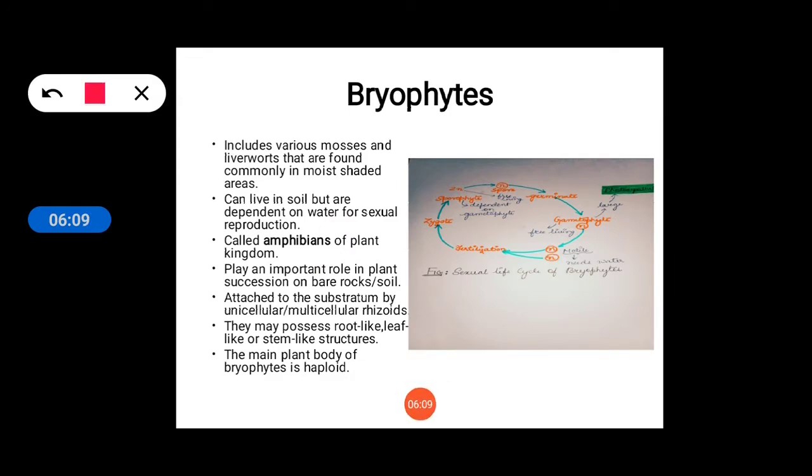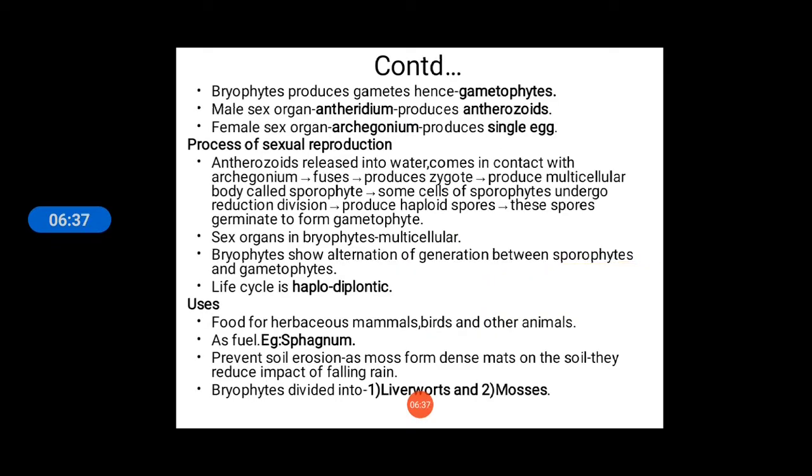Here in this first slide, the sexual life cycle of bryophytes that I have explained just now is given in the form of a figure, in the form of a cycle. You can just see this and have a clear idea of how sexual reproduction takes place in bryophytes. Let me take the marker. Okay. So sex organs in bryophytes are multicellular.